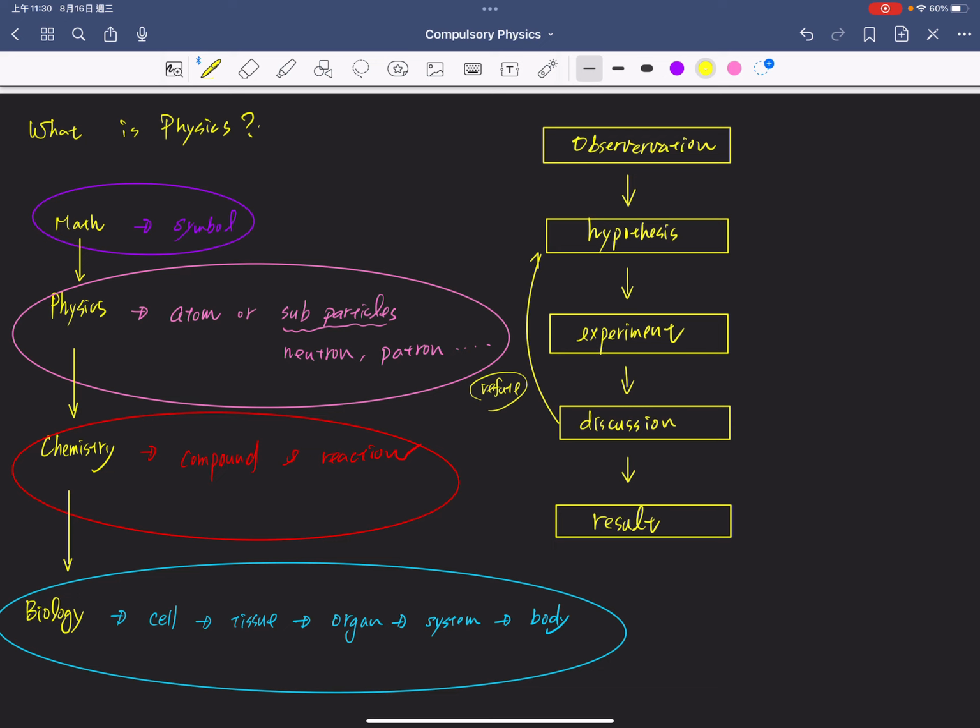So if we want to start to observe something, we can propose a hypothesis, and we construct, and finally the result will become the laws, or maybe we just keep it. Maybe someone will break the laws and finally it becomes the theory. Okay, so this is the scientific method.